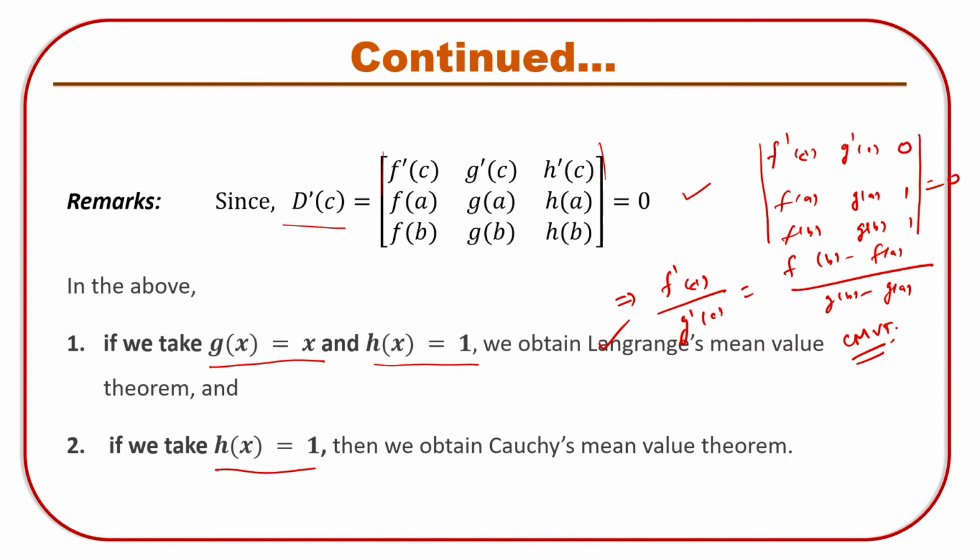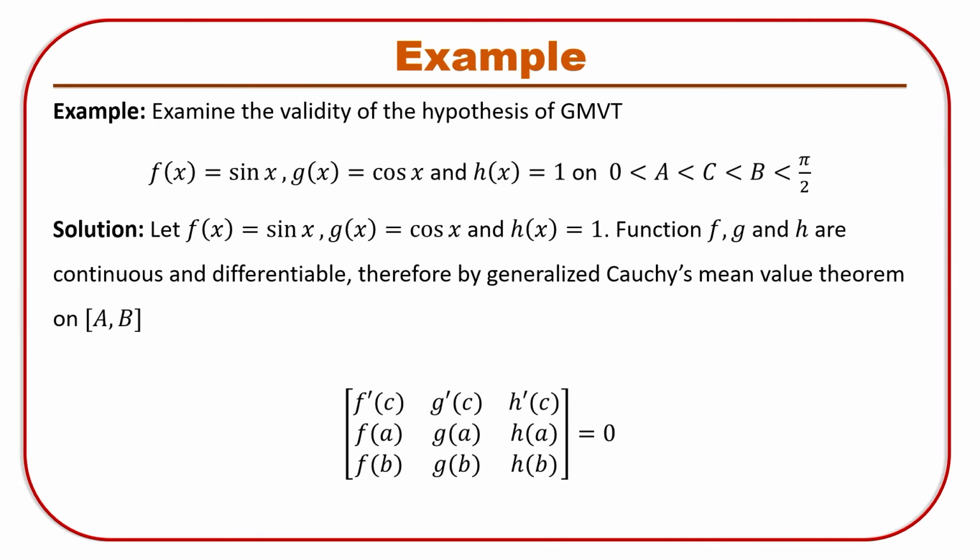So we have seen that if I put g(x) equal to x and h(x) equal to 1, it leads to the very basic mean value theorem, that is the Lagrange mean value theorem, which was valid only for a single function. And if I put only h(x) equal to 1, then it comes out to be the general case of the Cauchy mean value theorem. And so there is one example here.